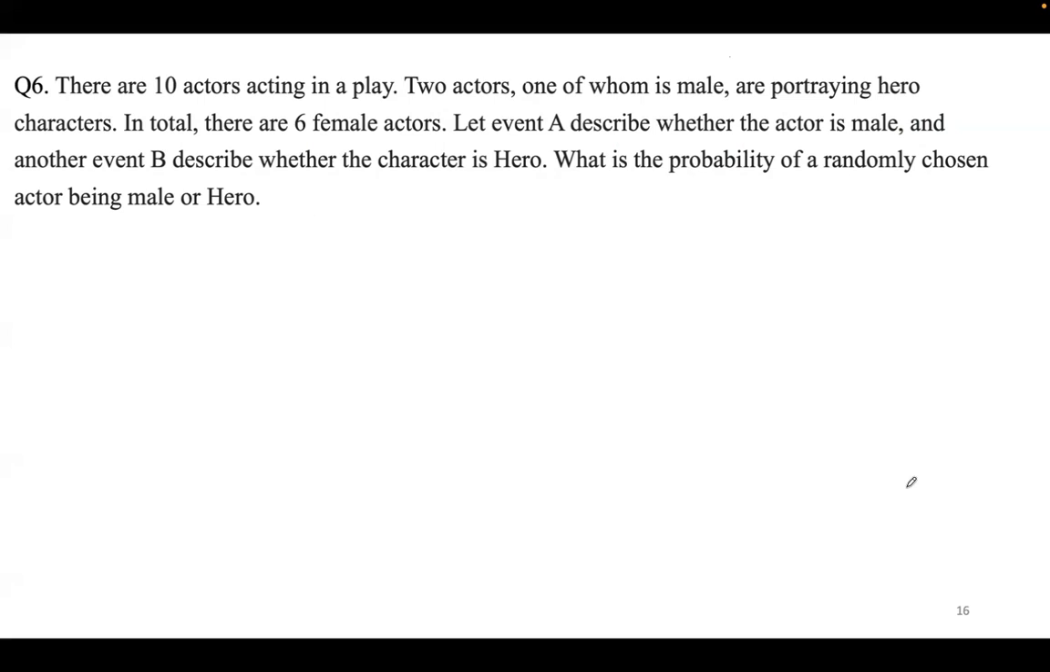Okay, so it's a lot of information, but let's start writing what we know. So we're talking about event A and event B, right? So let's say event A is male actor and B is hero. Okay. Now, what we know? So we know that there are 10 total. Okay.